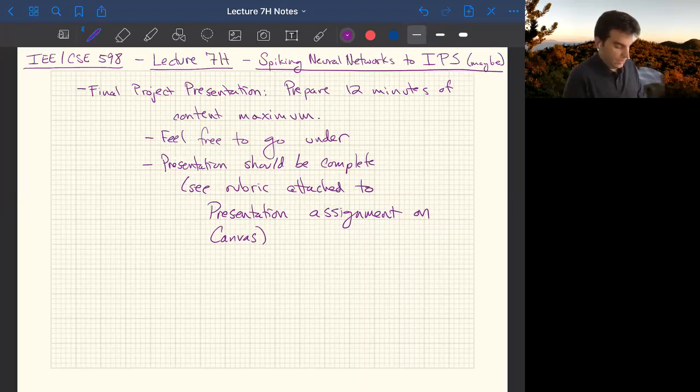So no need to prepare 20 minutes or something like that. The idea is to have a concise presentation, no longer than 12 minutes, that captures the algorithm. So basically you're going to open it up and say, this is the algorithm that we were presenting, and then explain roughly how the algorithm works.